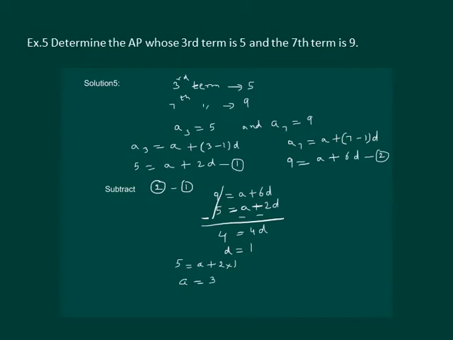Once we have found out a and d, we can write the arithmetic progression as 3. 3 plus 1 as d is 1, so the next term is 4. 4 plus 1, 5, and so on.